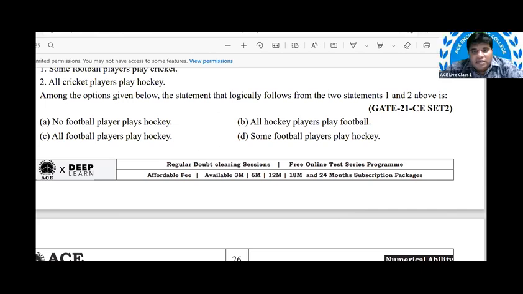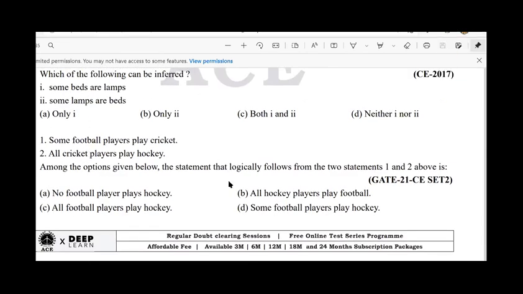Suvit, any doubt, Suvit? Yes, sir. Can you explain the solution of risk takers and wealthy?